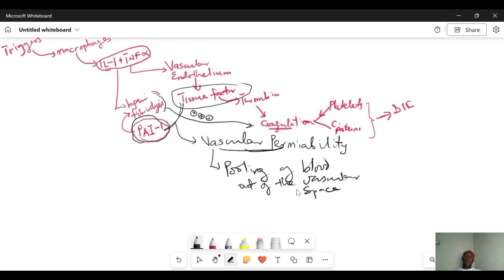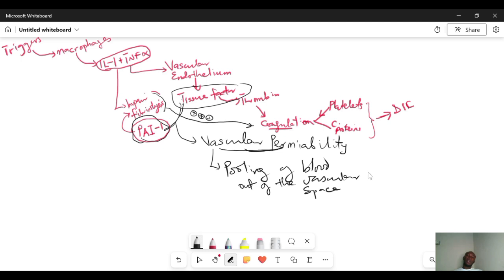So we are now seeing the features of acute inflammation. There's warmth, there's swelling, there's redness, pain and loss of function, because the cytokines also stimulate the somatic nerves around the region, and this stimulation causes pain. So this is what happens.